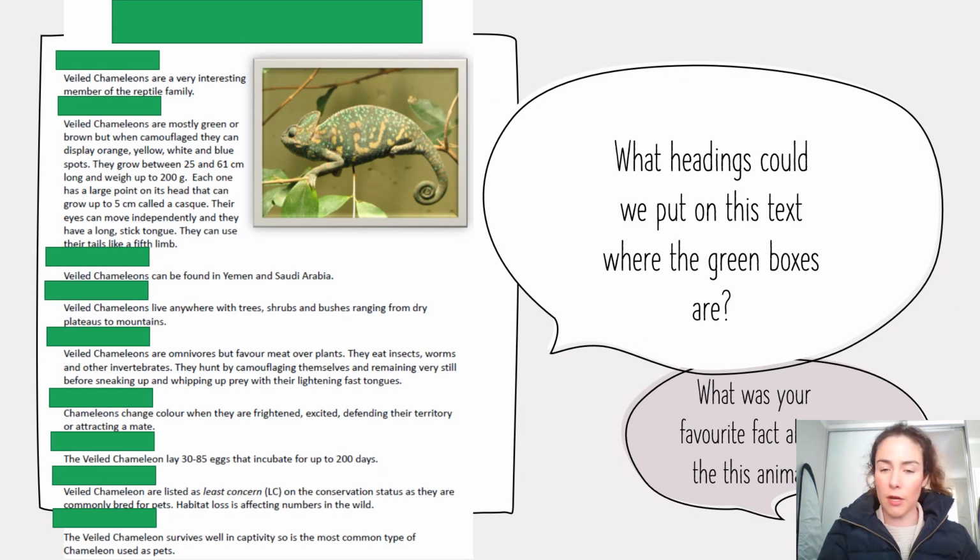All right, let's have a look at another text today, and this time what we have to think of is what headings we could put where the green boxes are. So let's have a look at the first sentence here. Veiled chameleons are a very interesting member of the reptile family. So straight away, I know that this text is going to be called the animal's name, which is veiled chameleons.